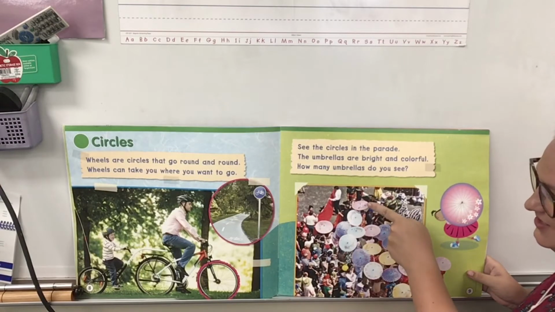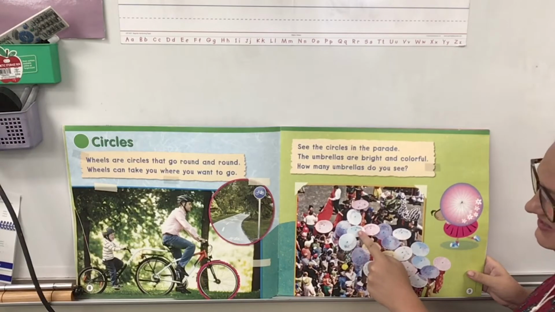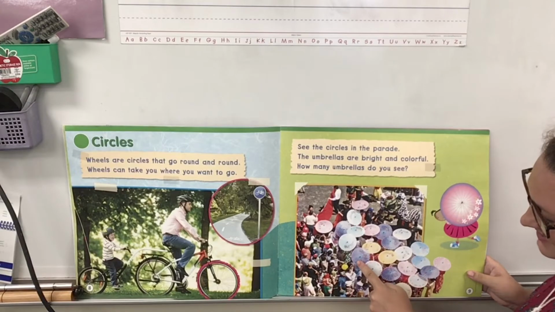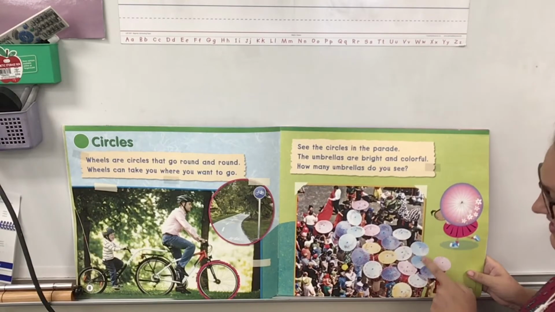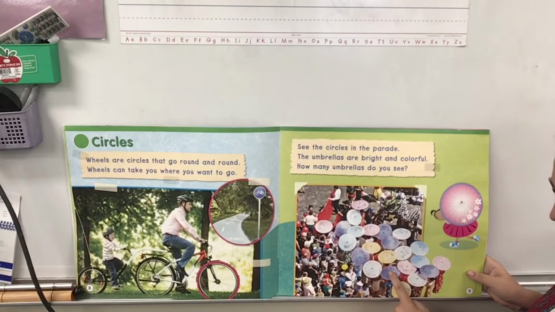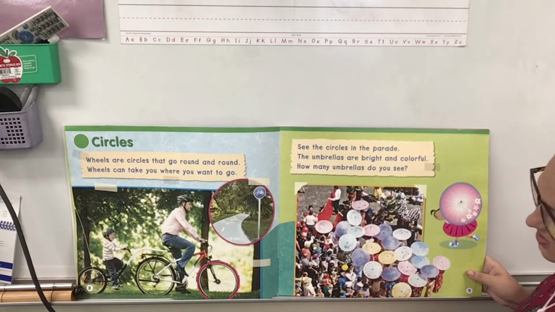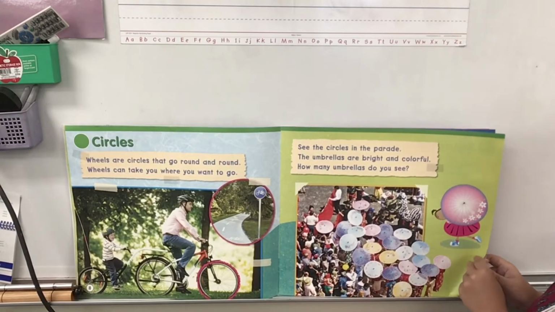1, 2, 3, 4, 5, 6, 7, 8, 9, 10, 11, 12, 13, 14, 15, 16, 17, 18, 19, 20, 21, 22, 23. So there are 23 umbrellas. We answered our own question by looking at the picture. I wonder what shapes we'll learn about next.